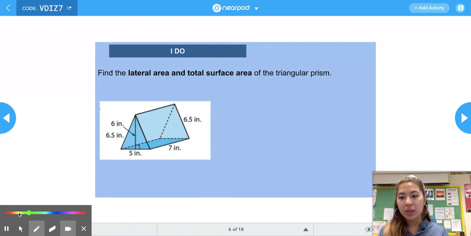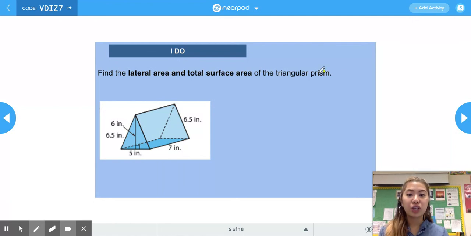For this first I Do problem, it reads, find the lateral area and total surface area of the triangular prism. So the first thing that I'm going to do is highlight what my base is. So I'm going to highlight this front triangle. The back triangle is also our base, but this front triangle has the different side lengths labeled. So that's the one that I'm going to be starting with.